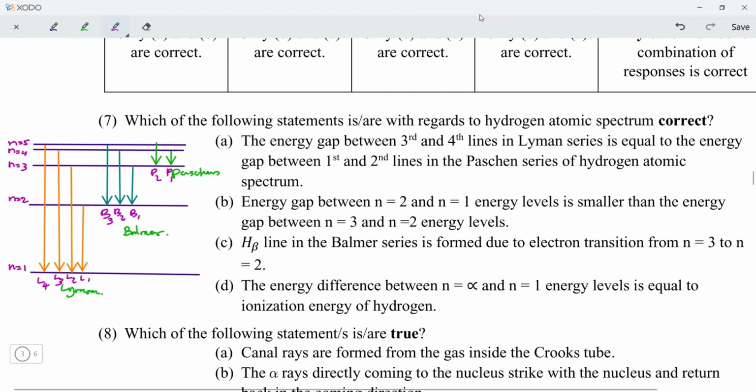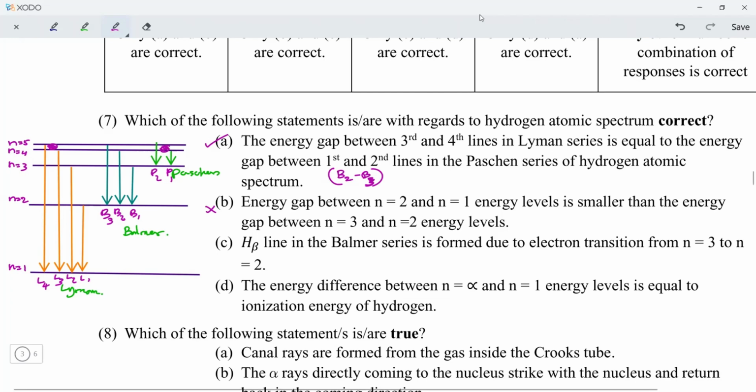Now let's go to the first statement. Energy difference between the third and fourth lines, this one, is equal to the Paschen series first and second energy gap. That is true. It is also equal to the B2 B3 gap. It is not mentioned in the question, but you can see it from the graph. Then, the energy gap between the first and second energy levels is smaller than the gap between the second and third energy levels. That is wrong. When you move away from the nucleus, the gap between energy levels decreases. So the first and second energy level gap is larger than the second and third, and therefore statement B is false.